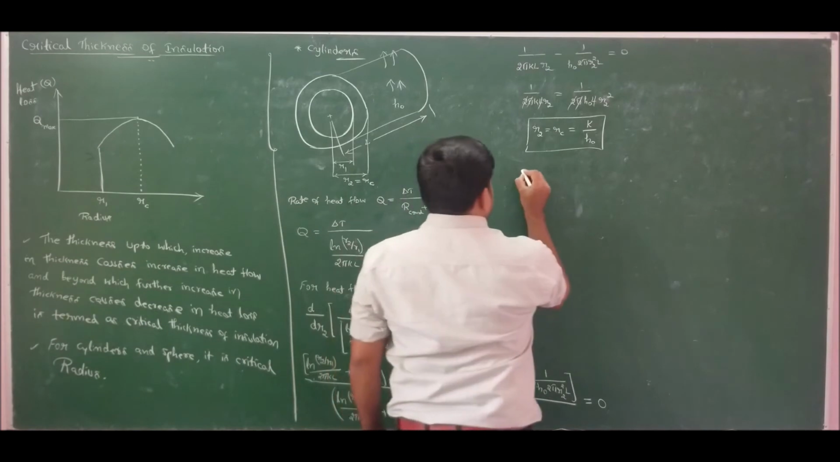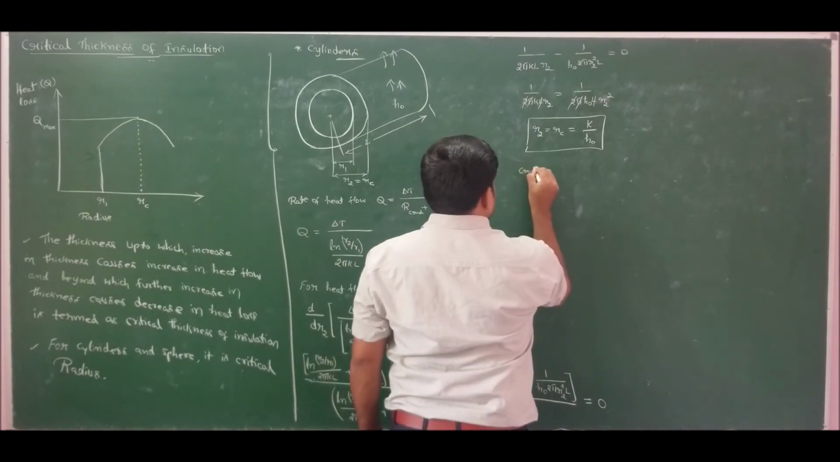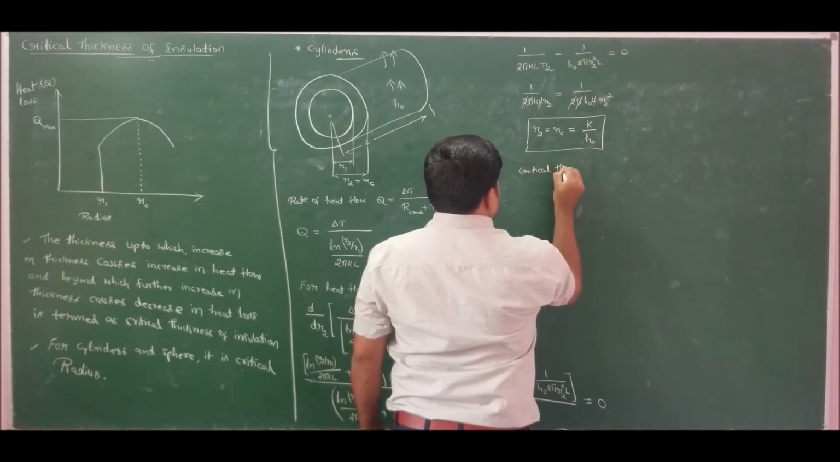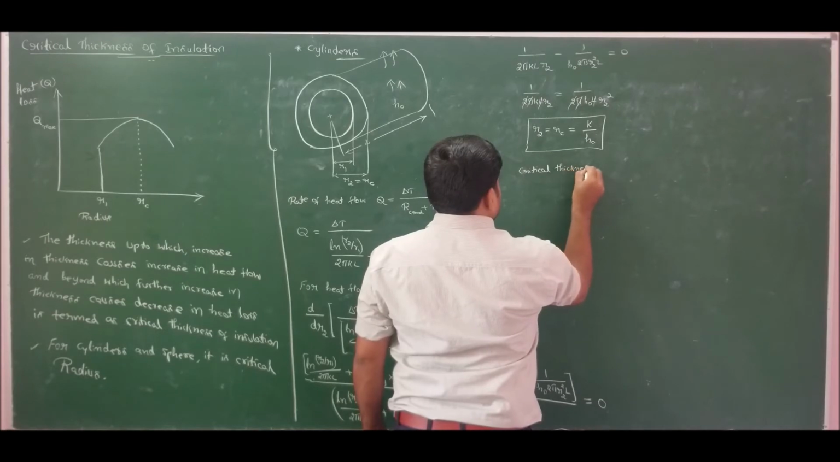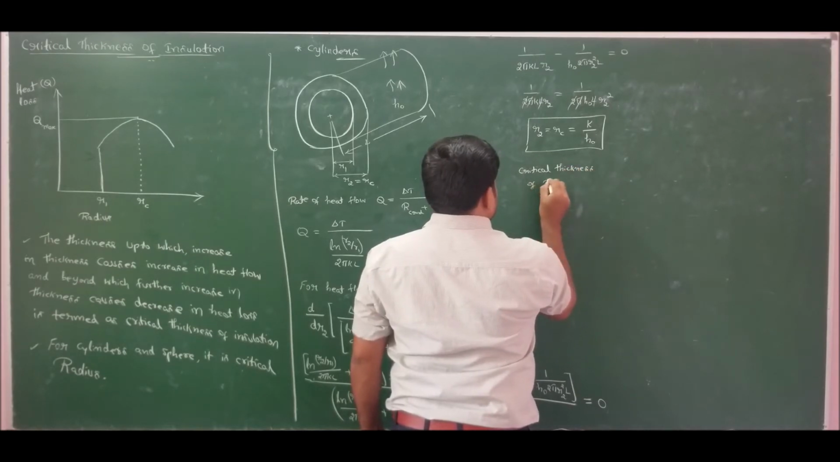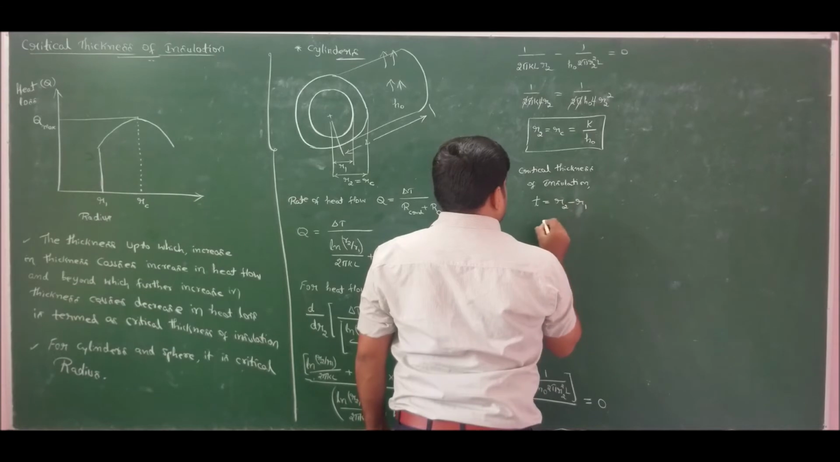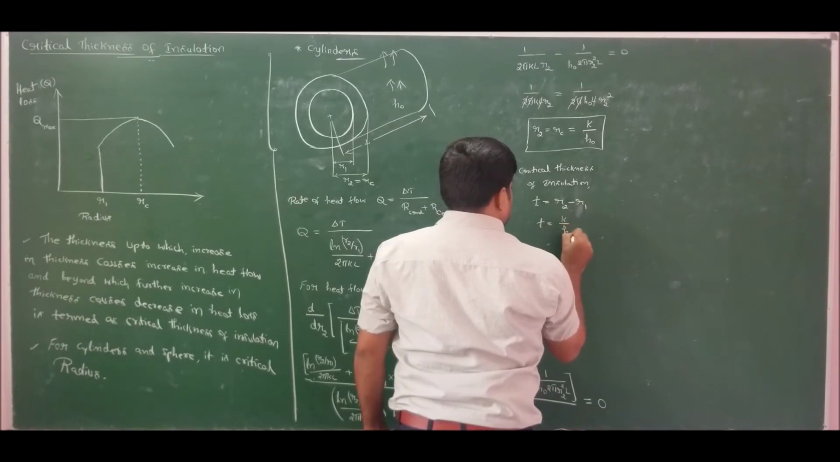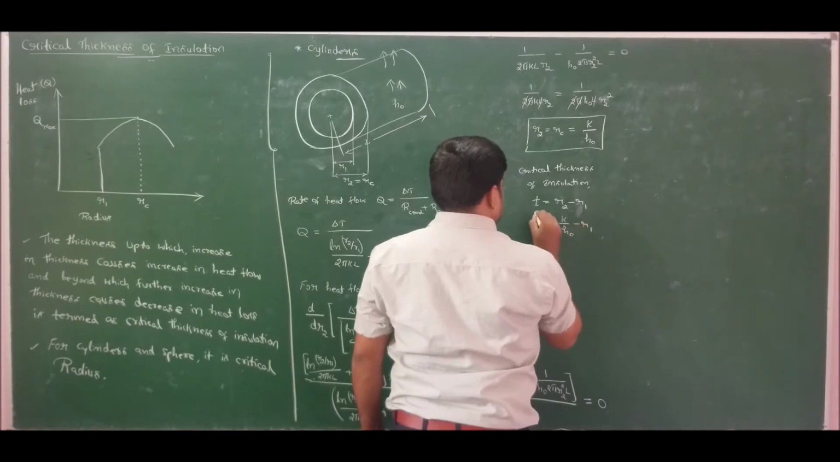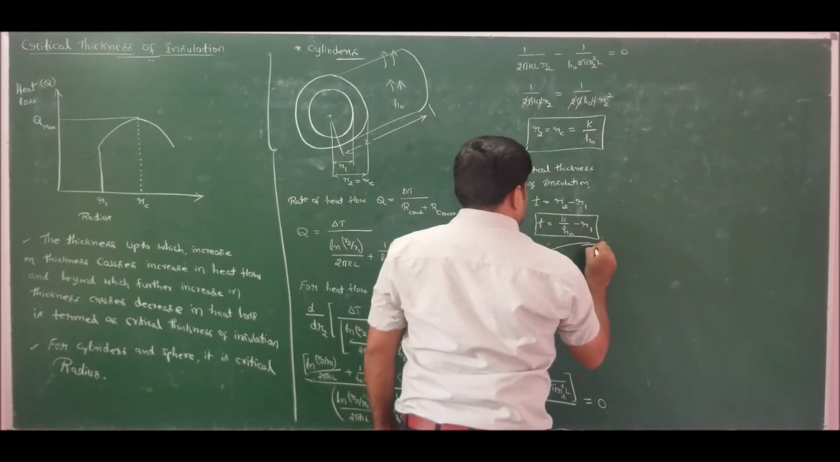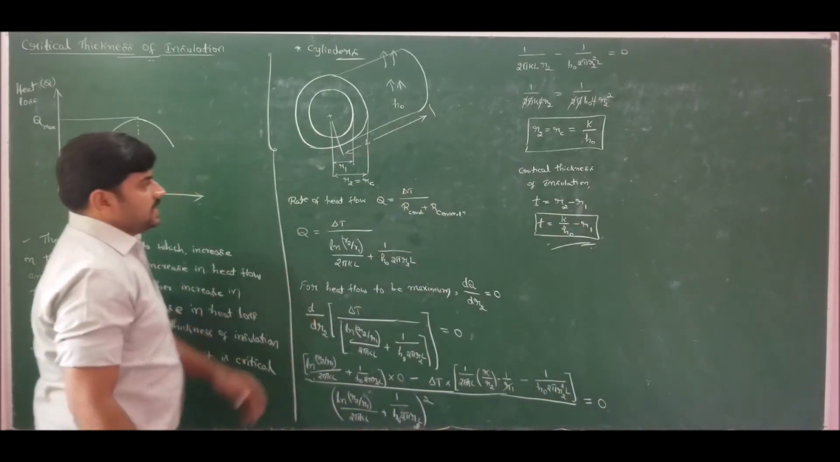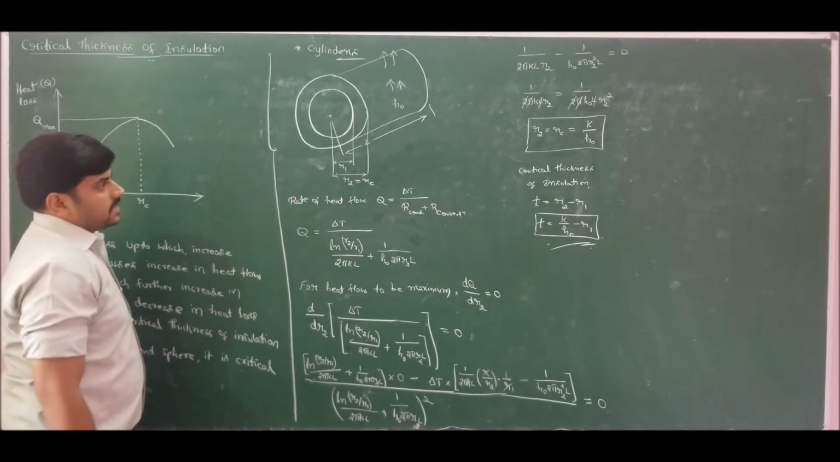Hence the critical thickness of insulation will be: thickness is equal to R2 minus R1, where R2 is nothing but Rc, which is given by K by h naught, minus R1. So this is the derivation for the critical thickness of insulation for a cylinder.